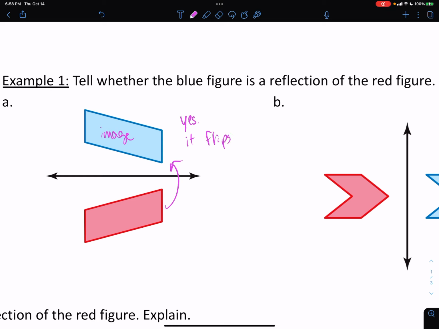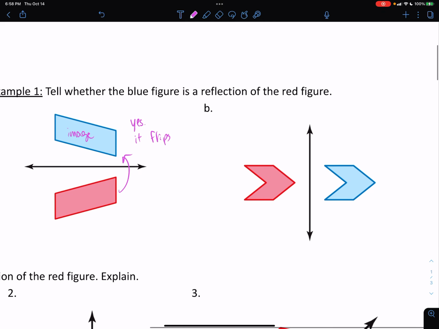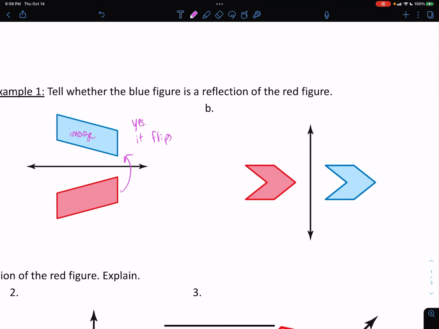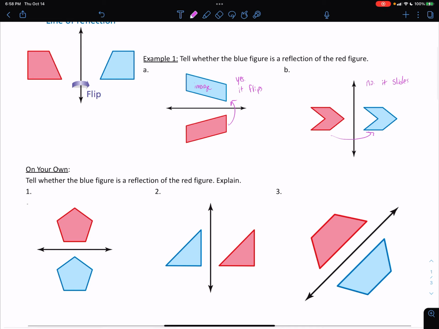Okay. All right. Letter B. I'm going from red to blue, right? Does it flip over? No, it doesn't. It actually slides, right? So this is actually not a reflection. It is a translation. Okay, so with that in mind, why don't you do 1, 2, and 3? I don't think it'll take you too long, but why don't you work on 1, 2, and 3 on your own, and then check your answers with the answers on Edpuzzle.